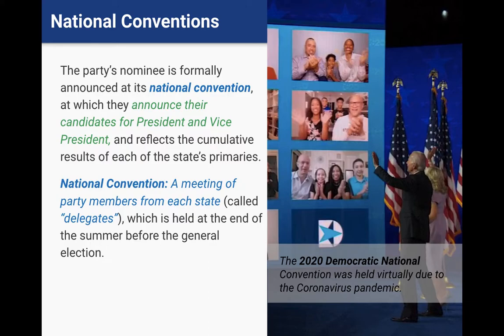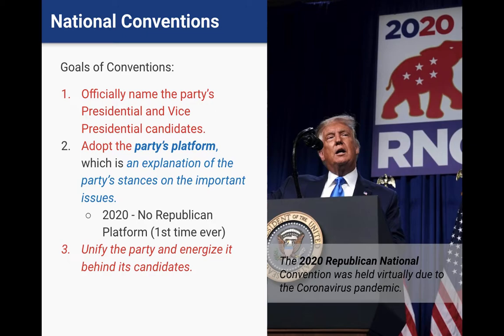Once we get past the primary elections, now we get to the national convention. Okay? And this is where they announce their candidates for president and vice president, and it reflects the cumulative result of all the states' primaries. Okay? A national convention is essentially a meeting of party members from each of the states, and we call these individuals delegates. And this is usually held at the end of the summer before a general election. In 2020, because of the coronavirus pandemic, both the Democratic and Republican national conventions were held virtually. So that was one of the things that kind of made it unique.